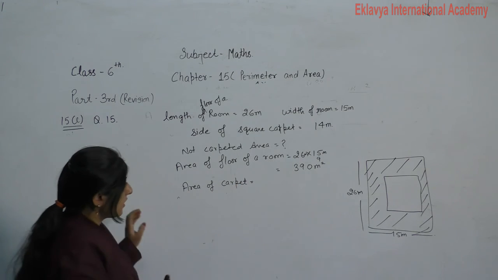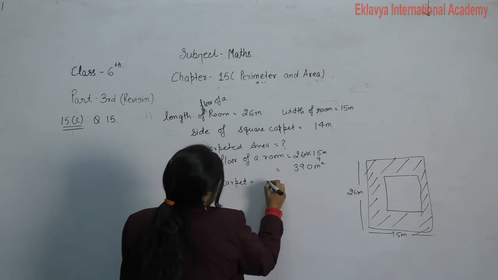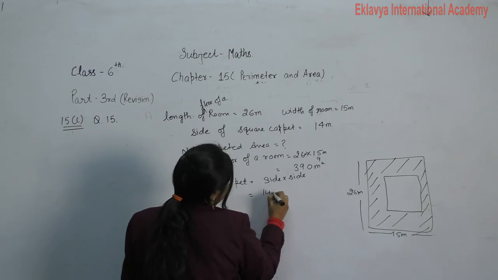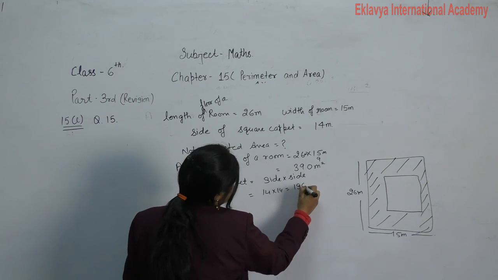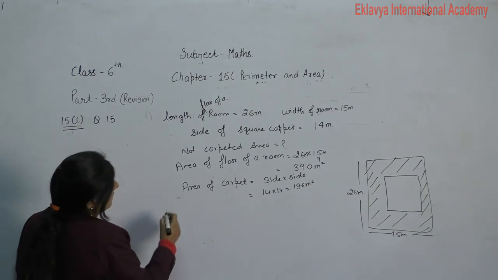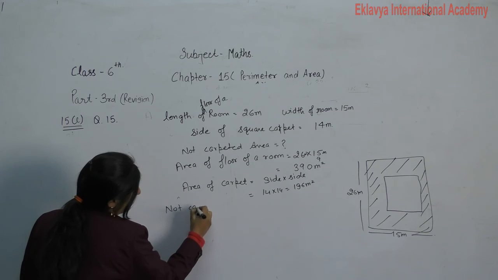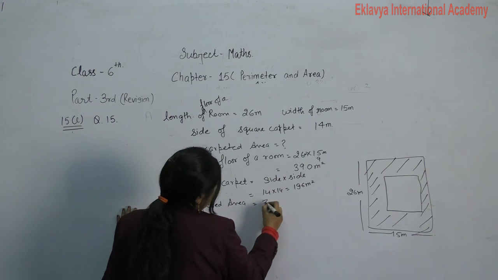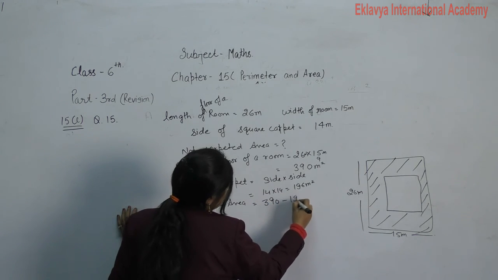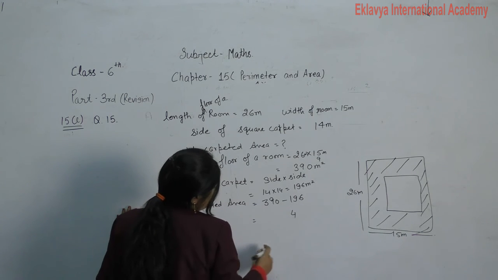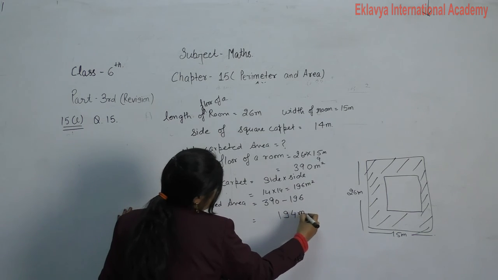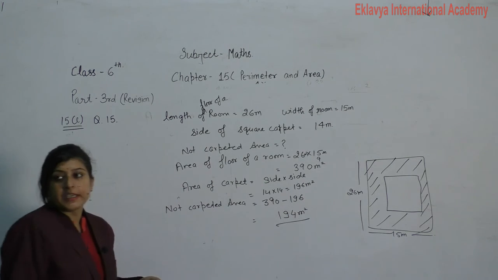Then area of carpet is equal to side into side because it is a square carpet. 14 multiplied by 14, 196 meter square. Then not carpeted area is equal to area of floor of a room minus area of carpet. 18 minus 9, 9, 2 minus 1, 1. That is 194 meter square.